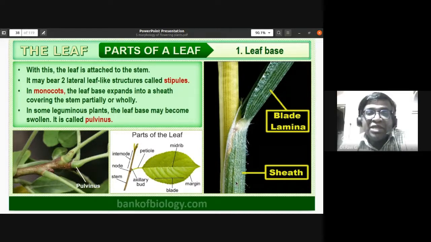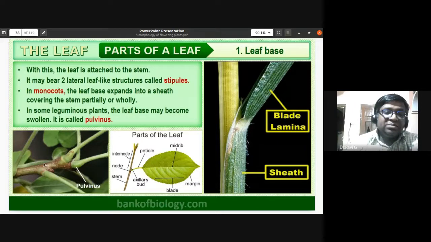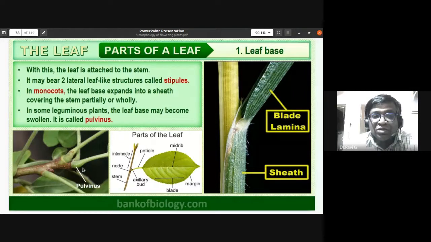In some of the leguminous plants, we'll be studying about this Papilionaceae, the Fabaceae family, the leaf base is a swollen structure. It looks like a biceps. We call this the pulvinus. In some of the leguminous plants the leaf base may become swollen, and this structure is called the pulvinus. So remember about this part of the leaf base.